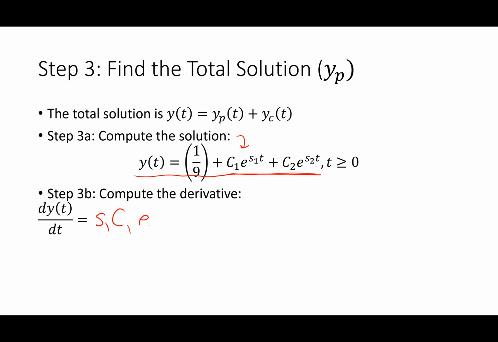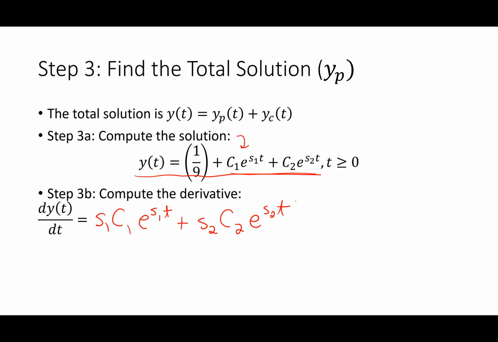c1 e to the s1t. All right, what's the derivative of this guy? c2 e to the s2t. Just s2 times c2 times e to the s2t. Right? Pretty straightforward what that process is. So I have everything I need at this particular point to be able to combine the things.